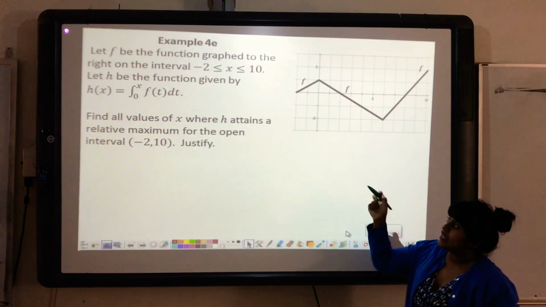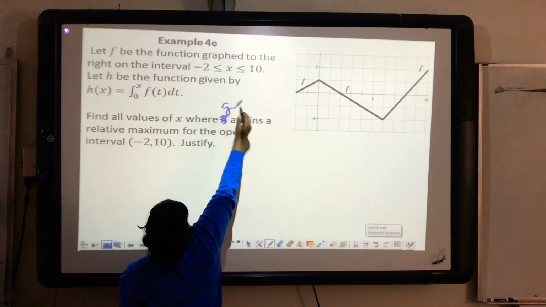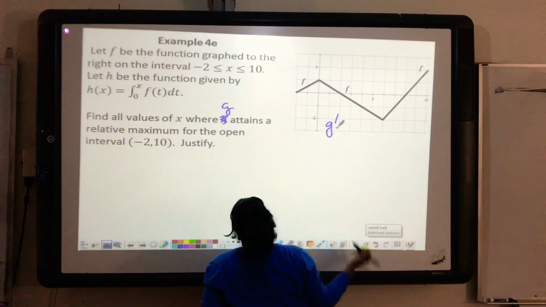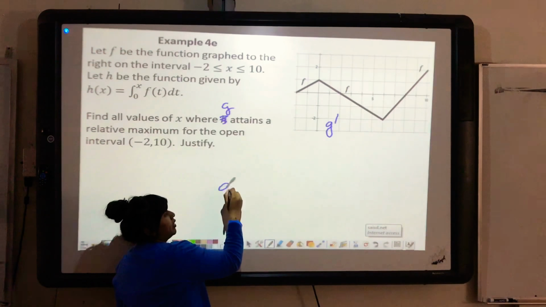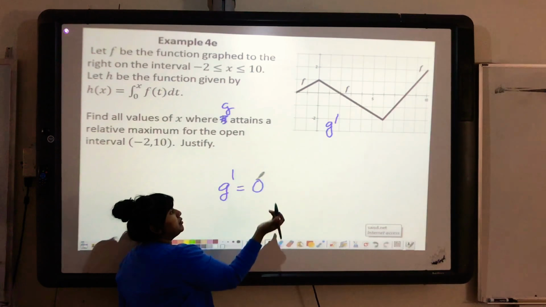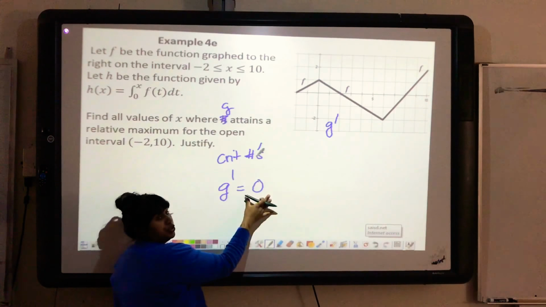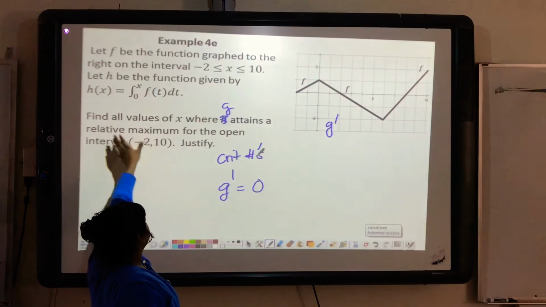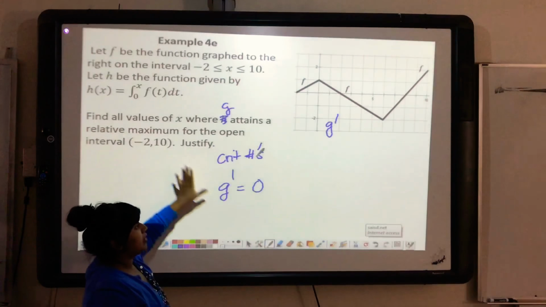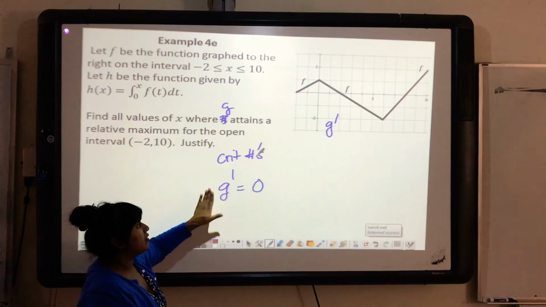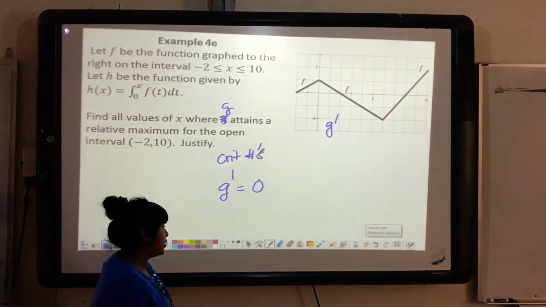Now we're looking for where H attains a relative maximum. So when would G attain a relative maximum? This is G prime. What do we know a relative max is? Well, a relative max is where G prime equals 0. Those are our critical numbers. But this isn't actually true. I lied to you. I'm sorry. Relative max, not necessarily true. What I'm talking about is our extrema. Critical values, G prime equals 0. How do we know if it's a max, though? We have to make that clarification.